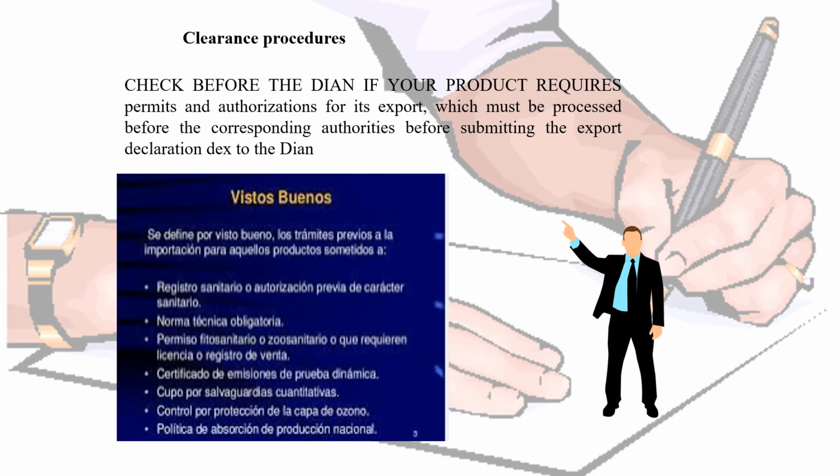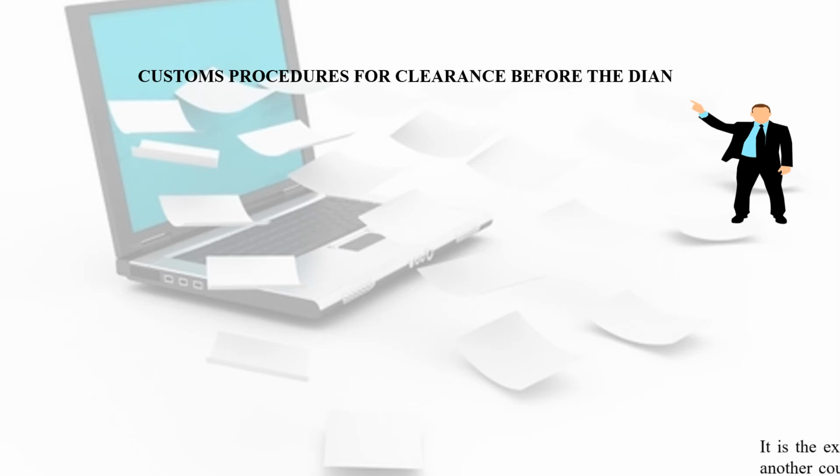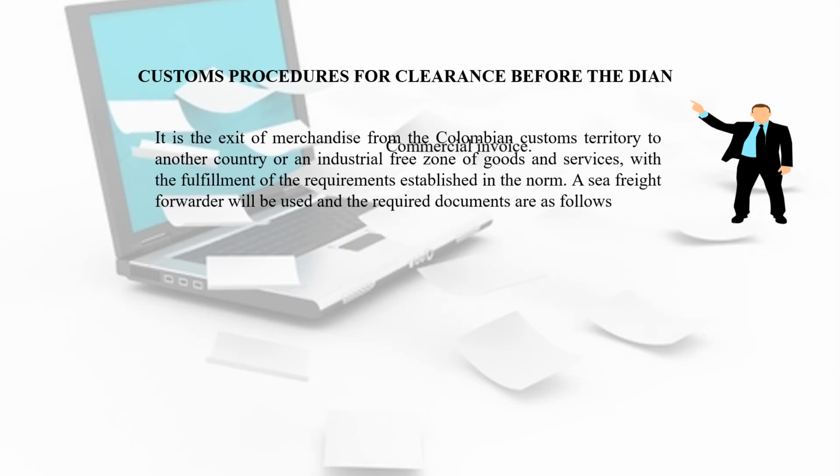Clearance procedure. Check with the DIAN if your product requires permits and authorizations to export, which must be processed before the corresponding authorities before submitting the export declaration. Customs procedures for clearance before the DIAN.